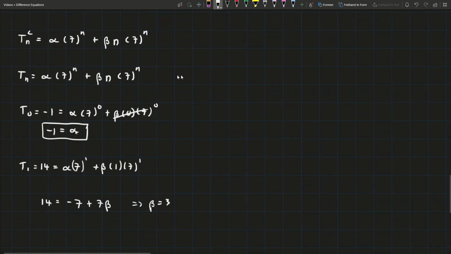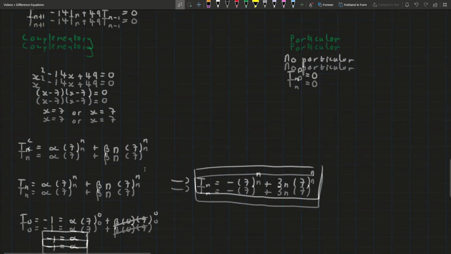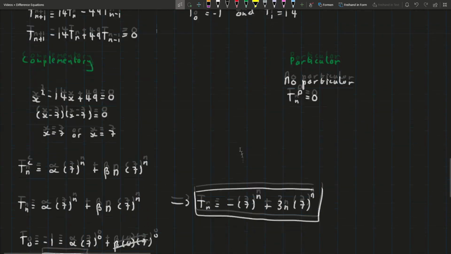Which means our final solution, which we can take from here, Tn, is going to be equal to alpha, which is minus 1. So we'll have minus 7 to the power of n plus, and then beta is 3. So we'll have 3n times 7 to the power of n. And that's our solution for this difference equation. Again, you can check by subbing in the values here and checking if they match up with the values you get out here.